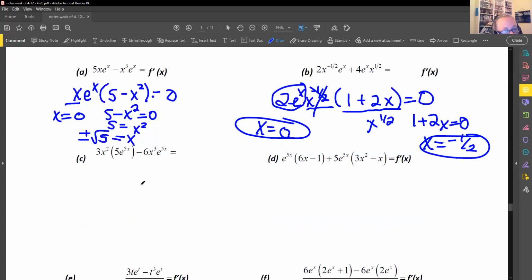All right, so this next one I can pull out, looks like a 3, an x squared, and an e to the 5x.